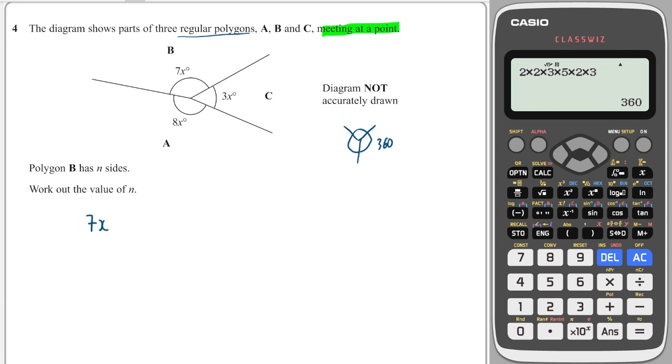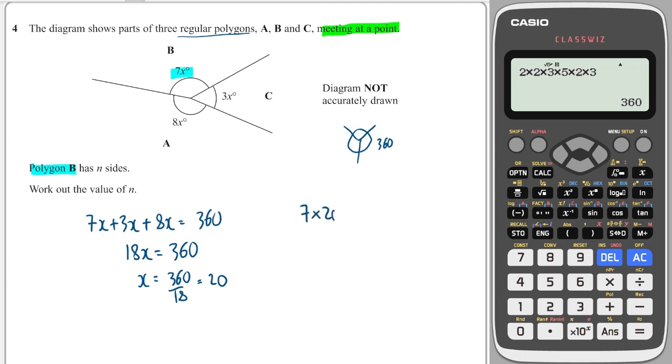So I can write that 7x plus 3x plus 8x is equal to 360 degrees. This gives me 18x is equal to 360, so x is equal to 360 over 18, which is equal to 20. So the polygon we're interested in is polygon B, which is 7x, so we do 7 times x, which is 20, is 140. So the interior angle is equal to 140. So the exterior angle is always 180 minus the interior.